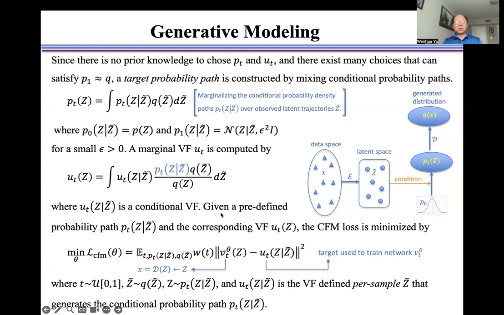A marginal vector field Ut is computed by using this formulation, where Ut is a conditional vector field given a predefined probability path Pt and corresponding vector field Ut. The CFM loss is minimized by using this equation, this prediction, and this target that is used to train the network Vt theta. Where t is sampled from a uniform distribution U, Z tilde sampled from Q, Z sampled from Pt, and Ut is a vector field defined per sample Z tilde, that generates the conditional probability path Pt.